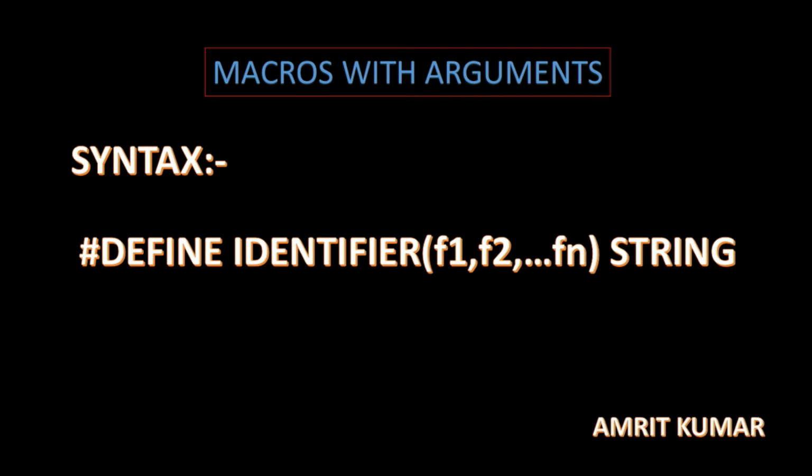Macro with arguments is known as the argumented macro substitution. So the syntax is clear. We have to use hashtag define for defining the macro in C language. Then you need to specify the identifier here, and the identifier can contain arguments from f1, f2, till fn, and here you need to specify the string. So this is the proper syntax of argumented macro substitution.